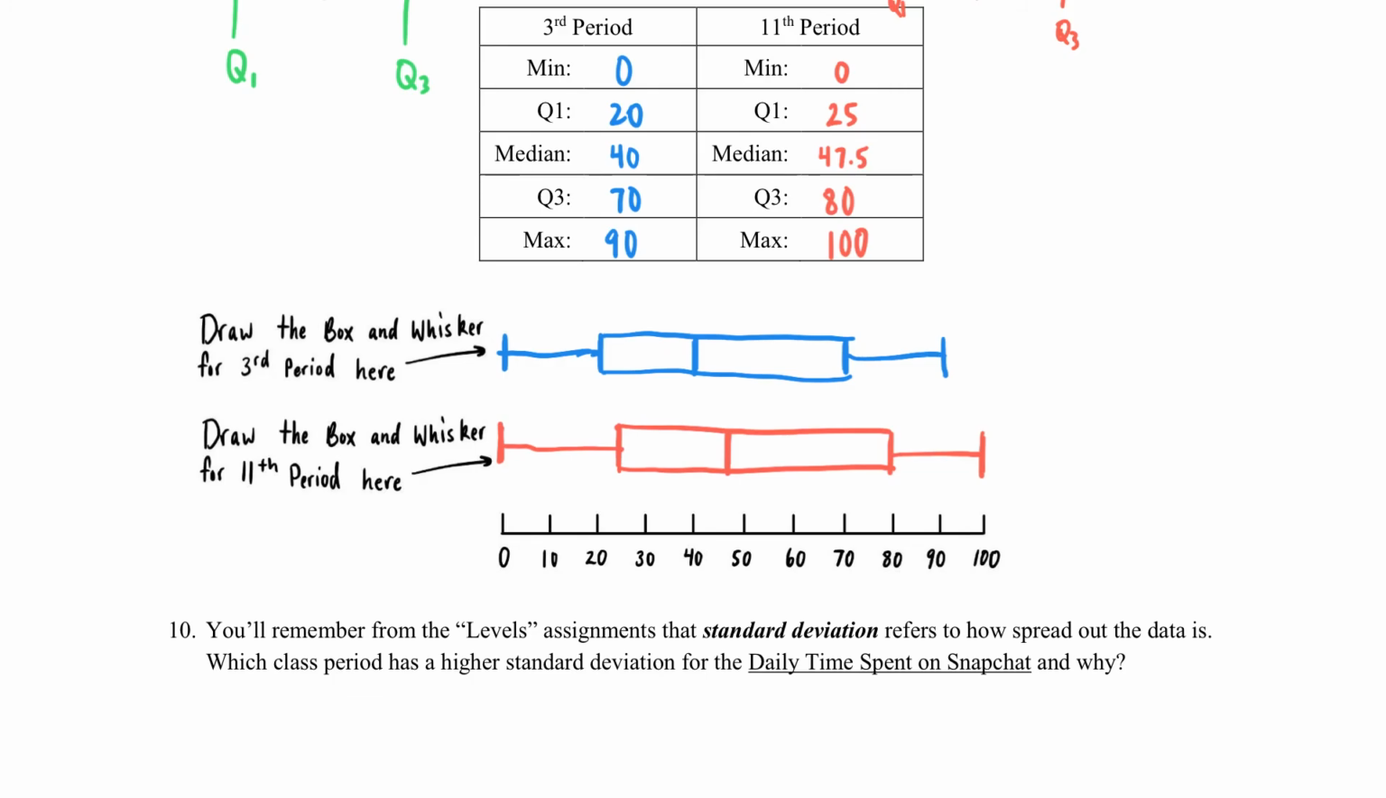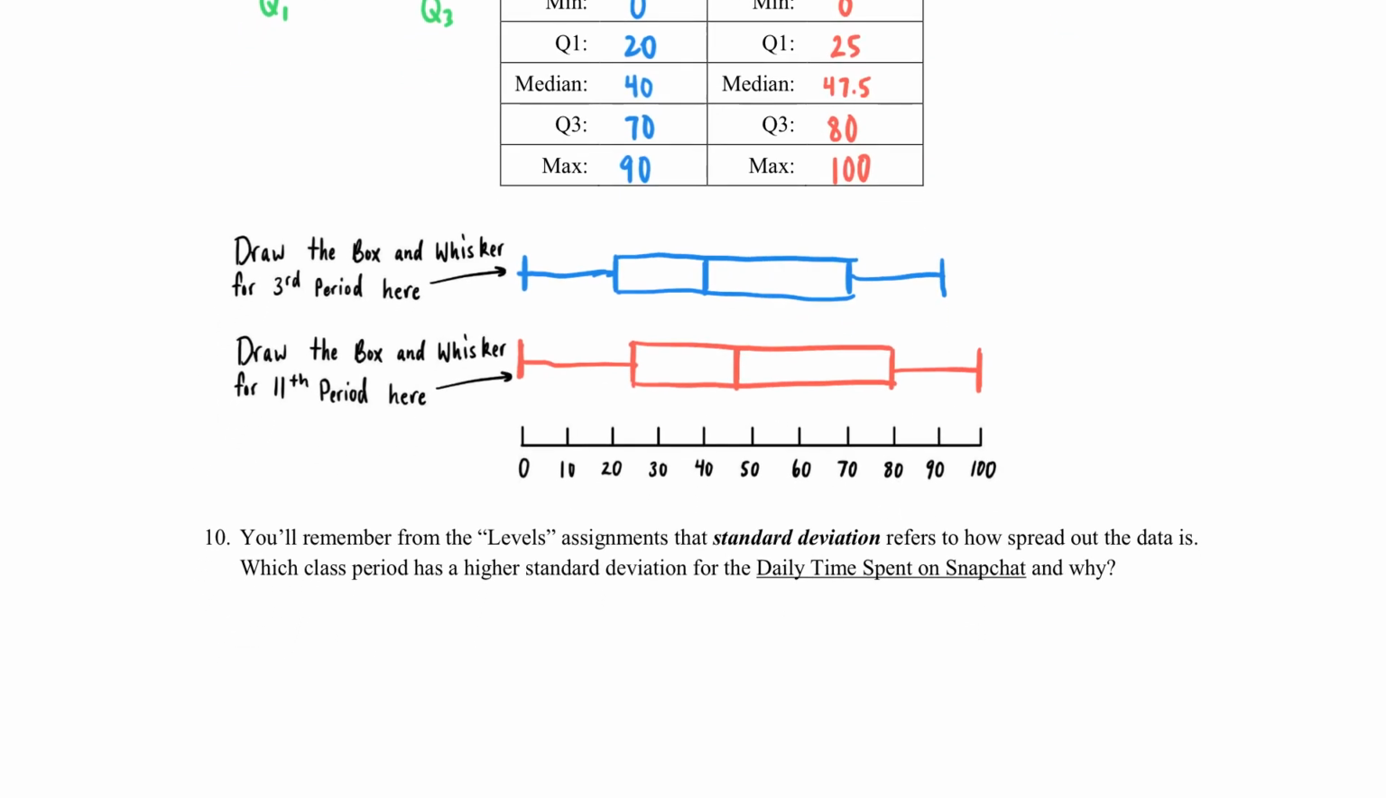But what also I notice is what we call the interquartile range, so how wide the box is. For the blue, it runs from 20 to 70, so this is 50 wide here. For the red, it runs from 25 to 80, which is 55, so it's a little wider. So not only do you have a wider box here, you also have a wider range from max to min. So that's why I would say 11th period, just by the fact that the data is more spread out. That's one of the nice things about a box and whisker plot, is it'll show you that. The spread.